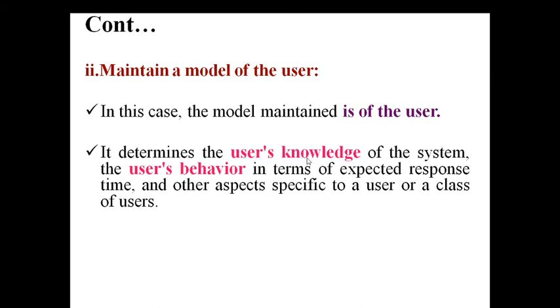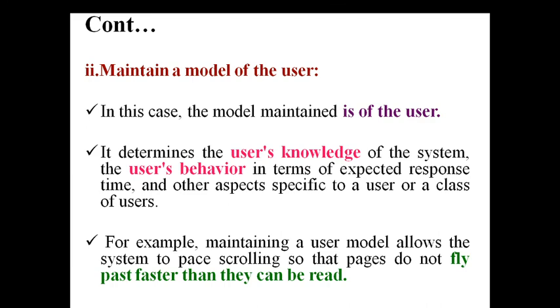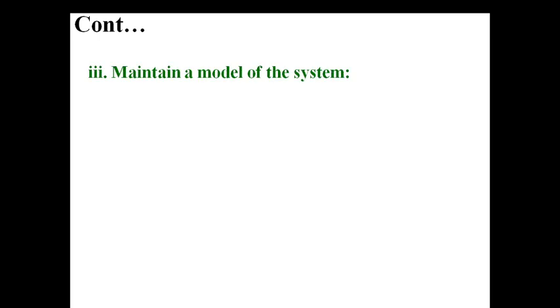It determines the user's knowledge of the system and the user behavior. Whatever knowledge the user has and whatever behavior we verify here will give the output. For example, maintaining a user model allows the system to control scrolling, so the pages do not fly faster than the user can read. When you are reading, if the pages scroll very fast, the user is not able to get to the proper place where they want to go, so they have to go back again and again. Instead, try to maintain slow scrolling. Like that, some things we have to verify.